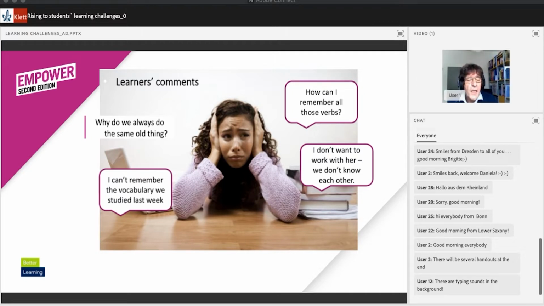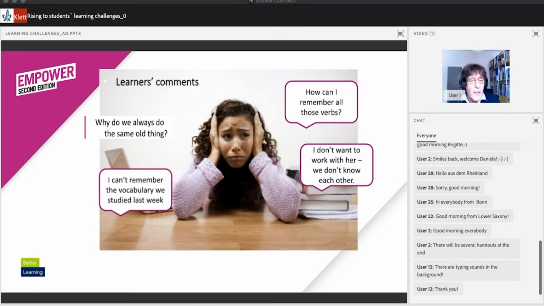Okay. So the last one is slightly different from the others then, and it's more to do with, as you can see, the students' attitude to learning and attitude to the way the classroom is organised. So these are examples then of typical challenges that learners have.